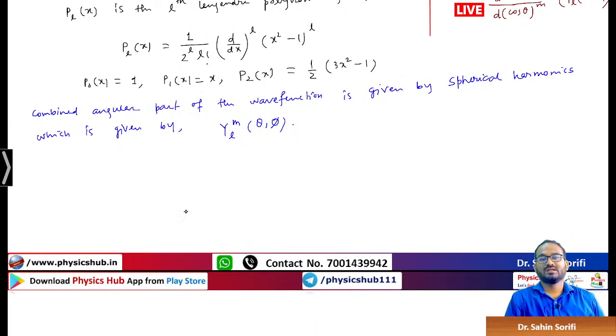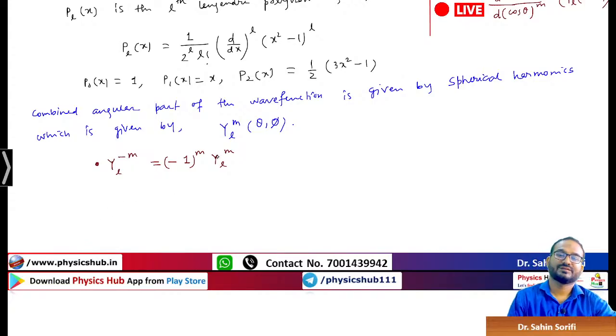Now we need to know about this YLM of theta phi. Many questions come from this. First thing first, if you write YL of minus m, what is the relation between YL of minus m and YLM? This is minus 1 to the power m YLM. Now while we write the complete solution, we will require this spherical harmonics. Okay.